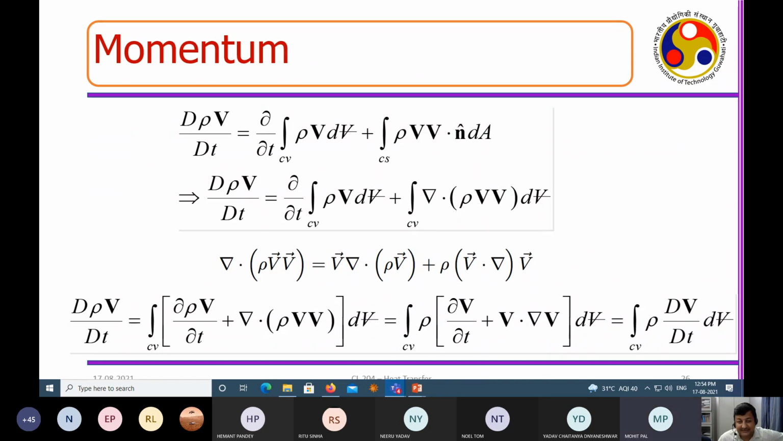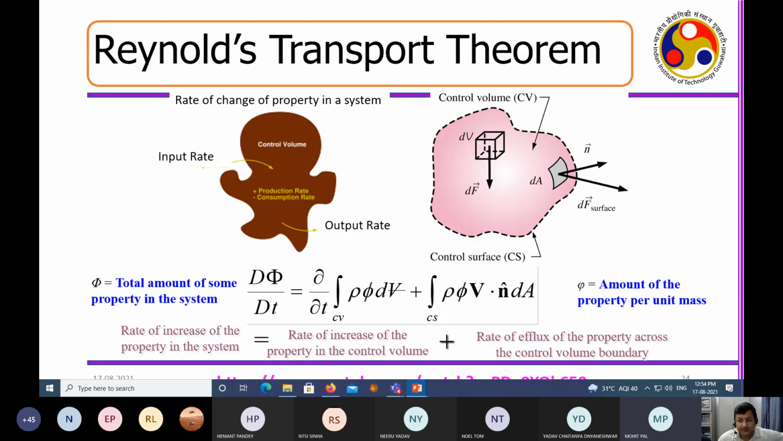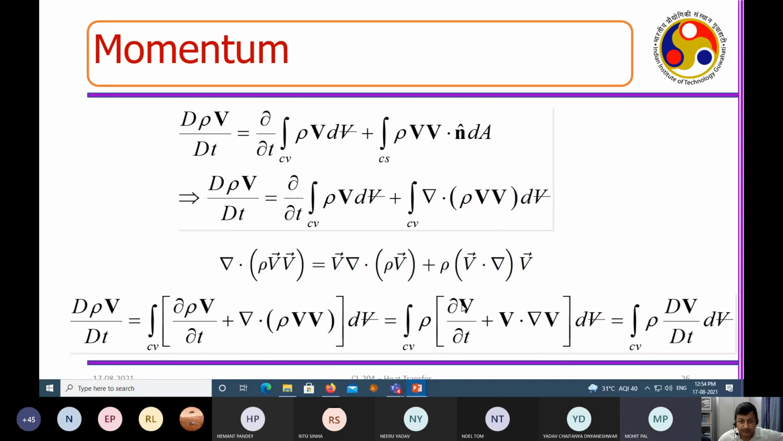Sorry, we divided by volume on both sides. Yes, so you put rho and then you divide by volume. Yes, very true. So if you put rho v here, then the rho goes away. Why? Because you have got only v per unit mass. Correct? Yes, sir.